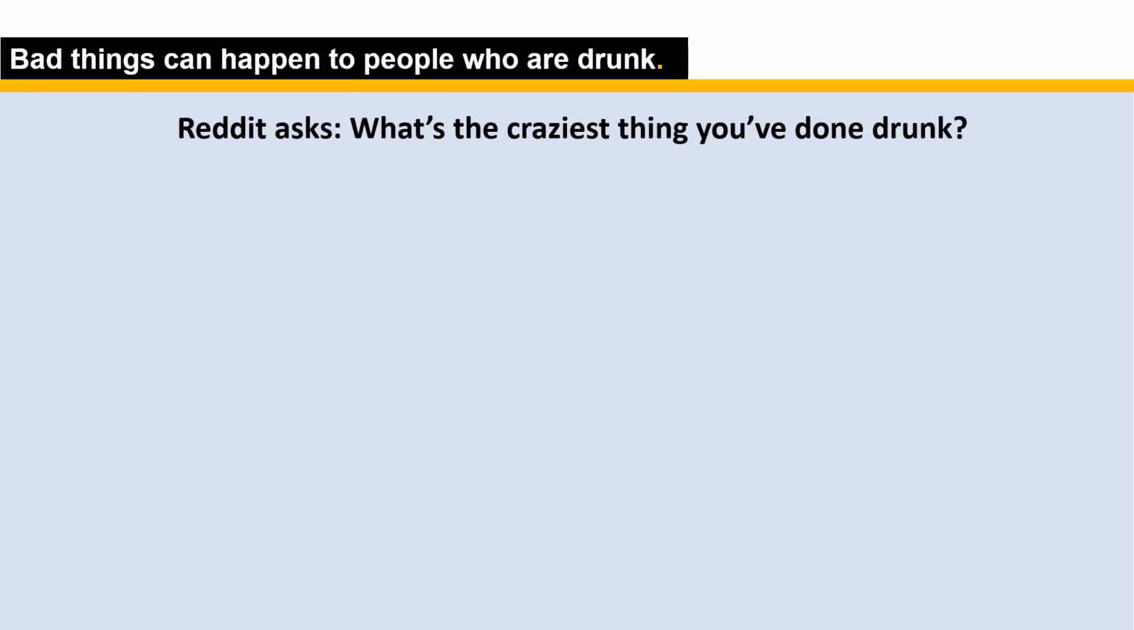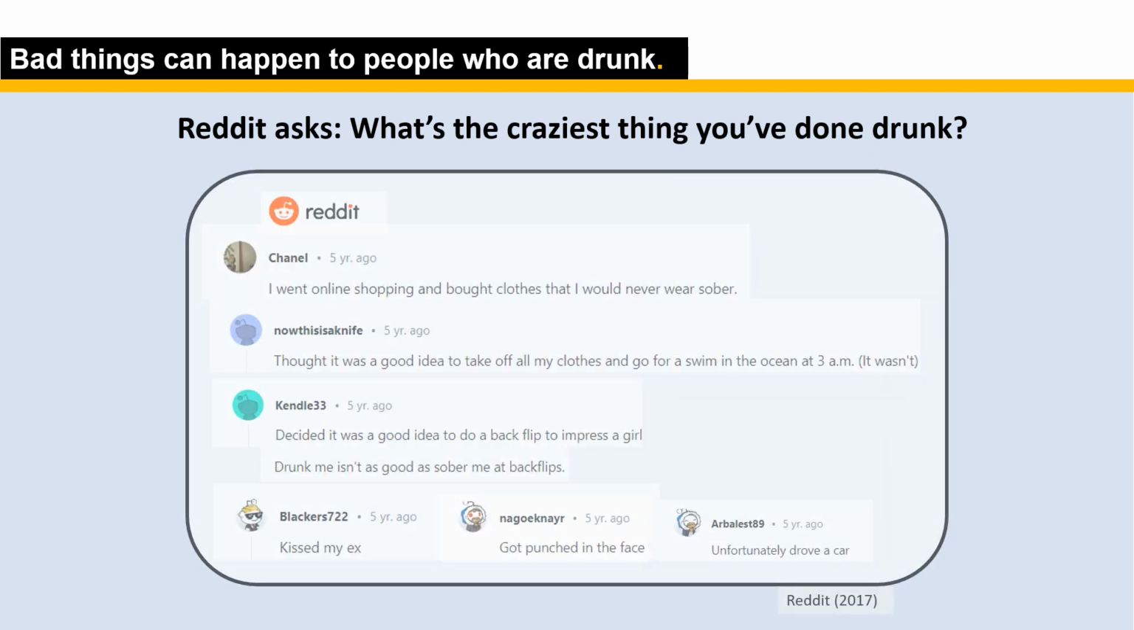And to explore that, Reddit asks its users, what's the craziest thing you've done drunk? And this has been edited a lot to get rid of all the ones that we couldn't use. These are the clean ones. And they start with quite mild examples of people going online shopping and buying clothes they'd never wear sober. Someone says they thought it was a good idea to go for a swim in the ocean. Then we have someone doing backflips to impress the girl, and then it starts to take a dark turn. Someone kissed an ex, someone got punched in the face, and someone says, unfortunately, I drove a car.